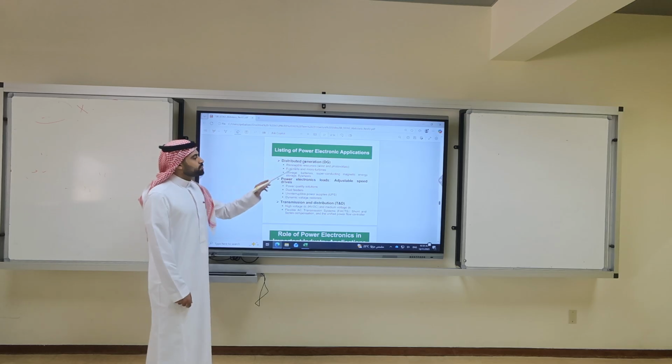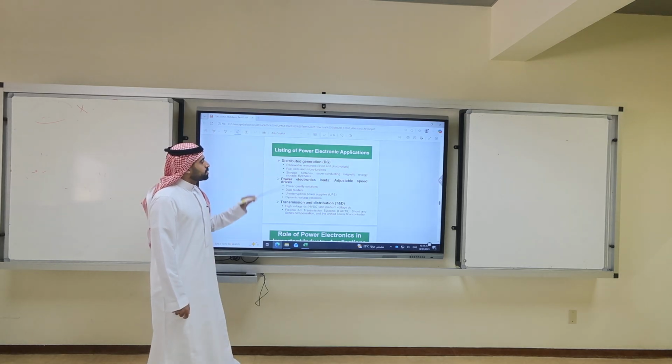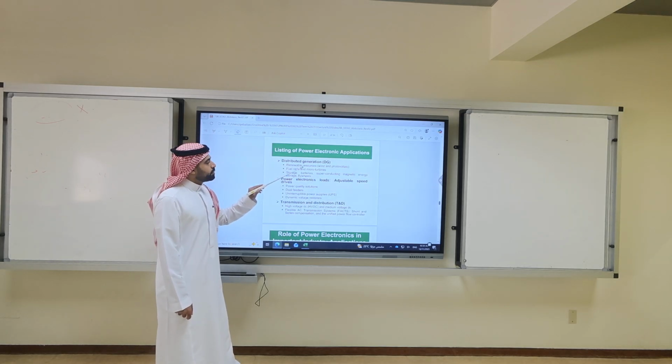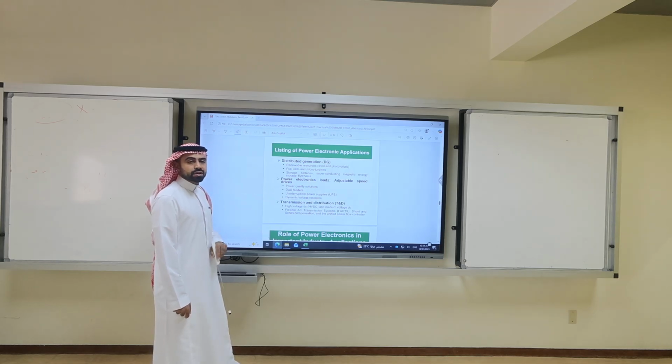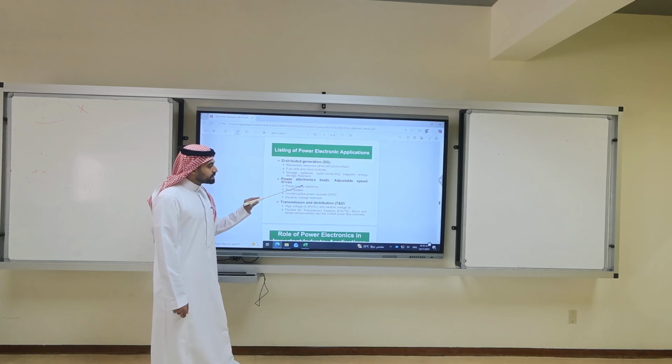So we have distributed generation. We have renewables everywhere. We have fuel cells. We have battery storage, superconducting, flywheels. We have uninterruptible power supply. What is an uninterruptible power supply? It is always there, guaranteed, no matter what happens. For data centers and hospitals, critical facilities.